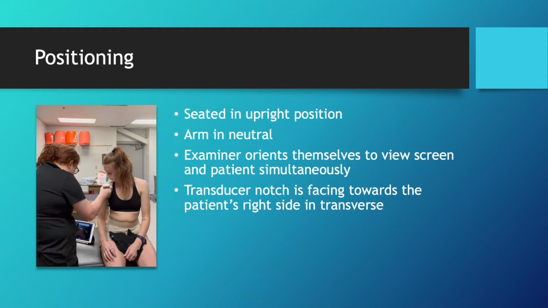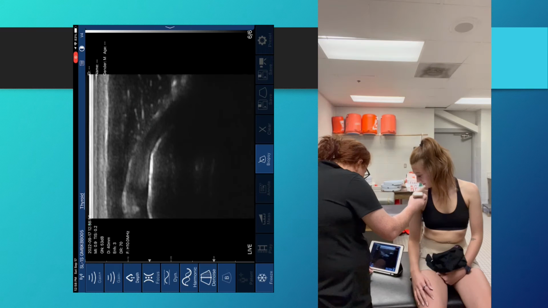Positioning. I have the patient seated in an upright position with their arm in neutral, so that way we can later move it and see some dynamic imaging. Then the examiner orients themselves to view the screen and their patient at the same time. And then I also have the transducer notch facing towards the patient's right side and transverse in this case, just so that way what I see on my left is the same thing that comes up on the left side of the screen.